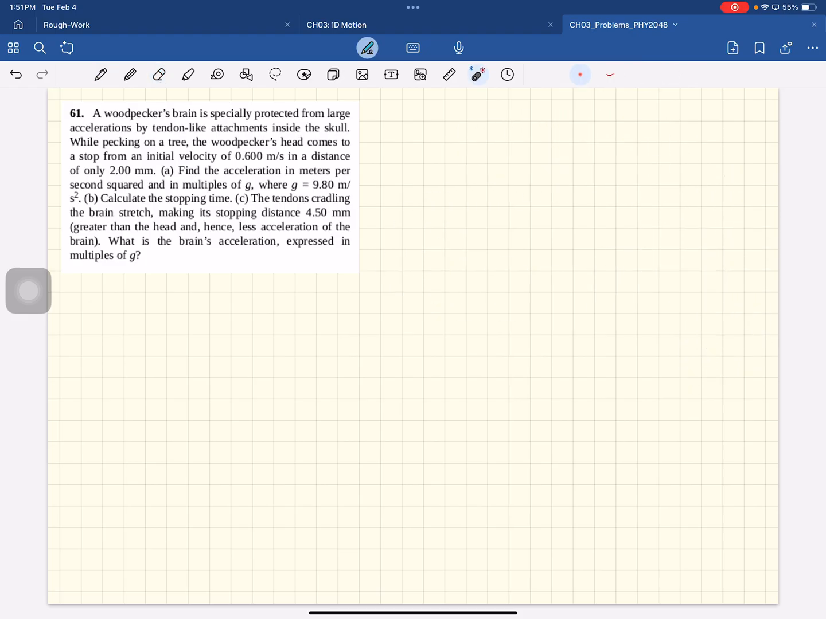So a woodpecker's brain is specially protected from large accelerations. Again, large accelerations are bad. By tendon-like attachments inside the skull. While pecking on a tree, the woodpecker's head comes to a stop from an initial velocity of 0.6 meters per second in a distance of only 2 millimeters. So the skull is decelerating over 2 millimeters. Find the acceleration in meters per second square in multiples of g. So again, this is the equation you use.